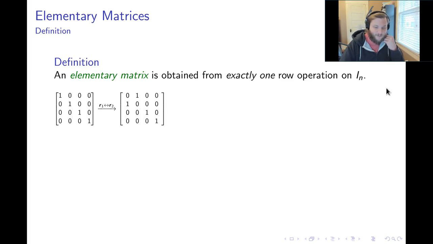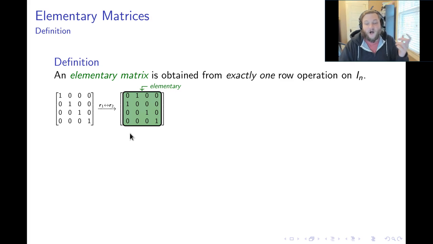So let's see an example here. Again, if we want to construct an elementary matrix, what we do is we start with an identity matrix and we do exactly one elementary row operation. So here we have our first example. We're starting with the 4x4 identity matrix here, and we do the row swap where we switch row 1 with row 2. That produces this new matrix. And this new matrix was obtained by doing exactly one elementary row operation on the 4x4 identity matrix. So we call this matrix an elementary matrix.